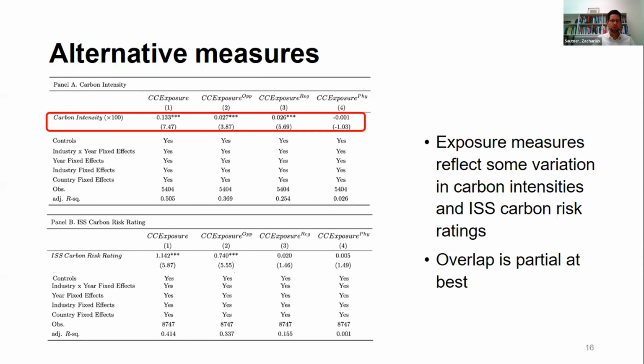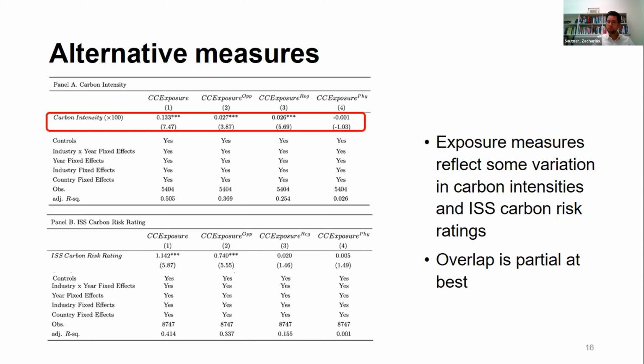Now, the good news is also that there is some limited relationship with alternative measures. Carbon intensities, for example, are positively related to exposure. They're not related to physical exposure. That's exactly what you expect. We also see, by the way, firms with larger carbon intensities have more opportunity exposure, more regulatory exposure. Regulatory exposure makes sense because of carbon taxes and so on.